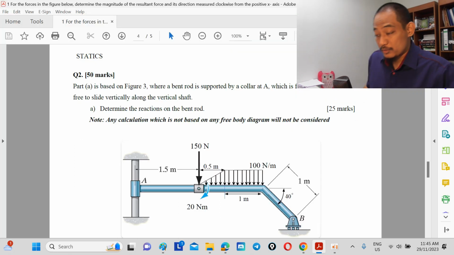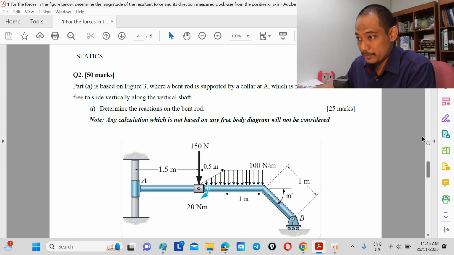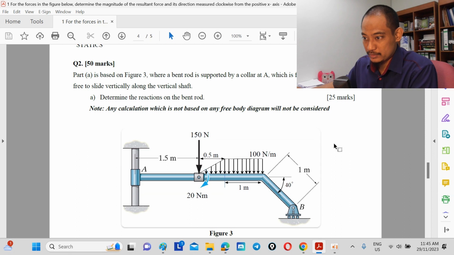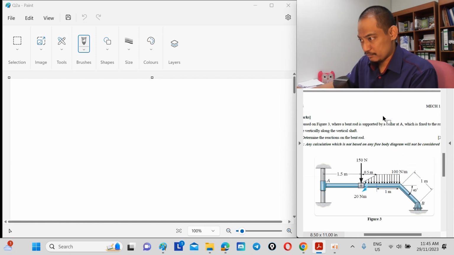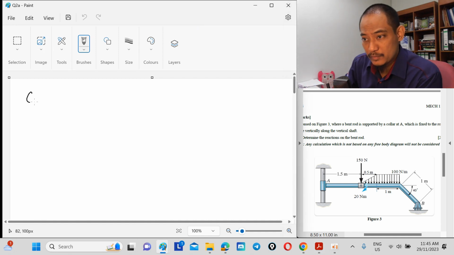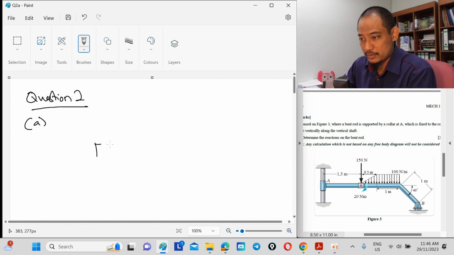Okay, question number 2. This is based on this figure where a bent rod is supported by a collar at A. This is a collar and it is fixed to the collar, meaning there is a moment direction here, right? And then we have a roller here. Determine the direction. I think that can be seen, right? Question 2A. Alright, first things first, drawing the free body diagram.